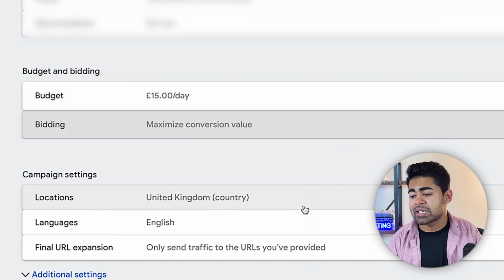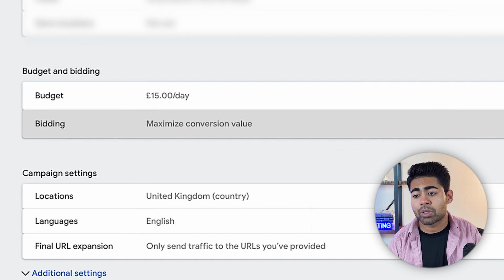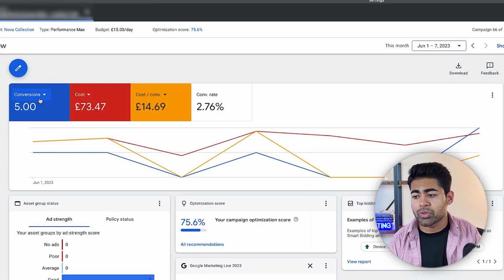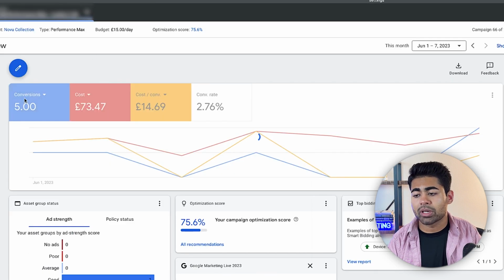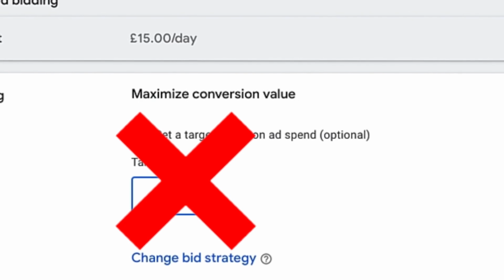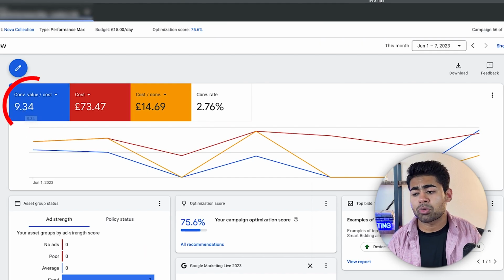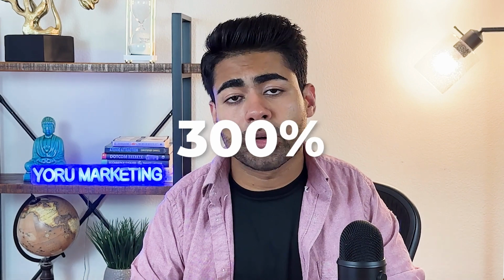Right here, for example, we have no target ROAS set within this campaign. It's only running at £15 a day budget. But if we go to the overview section and just change it to look at the ROAS, we can see it's running at a 9x ROAS, and we have not even set a target ROAS percentage here. Now, on the contrary, if we had set a target ROAS percentage of 200%, there's a very good chance that this ROAS number, it would actually be around 200%, maybe 300% or so.